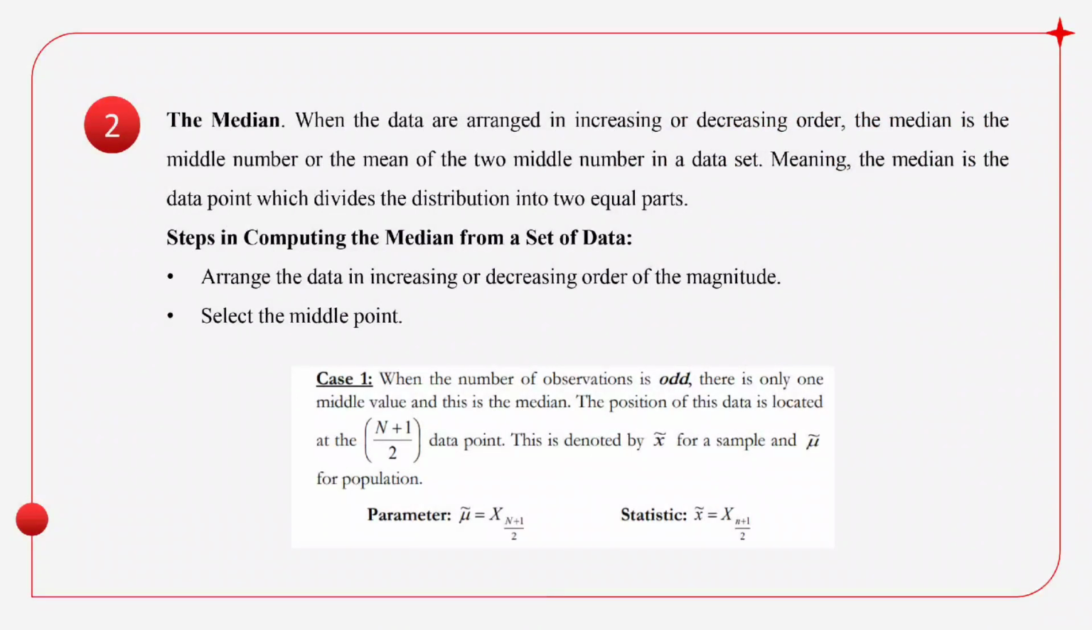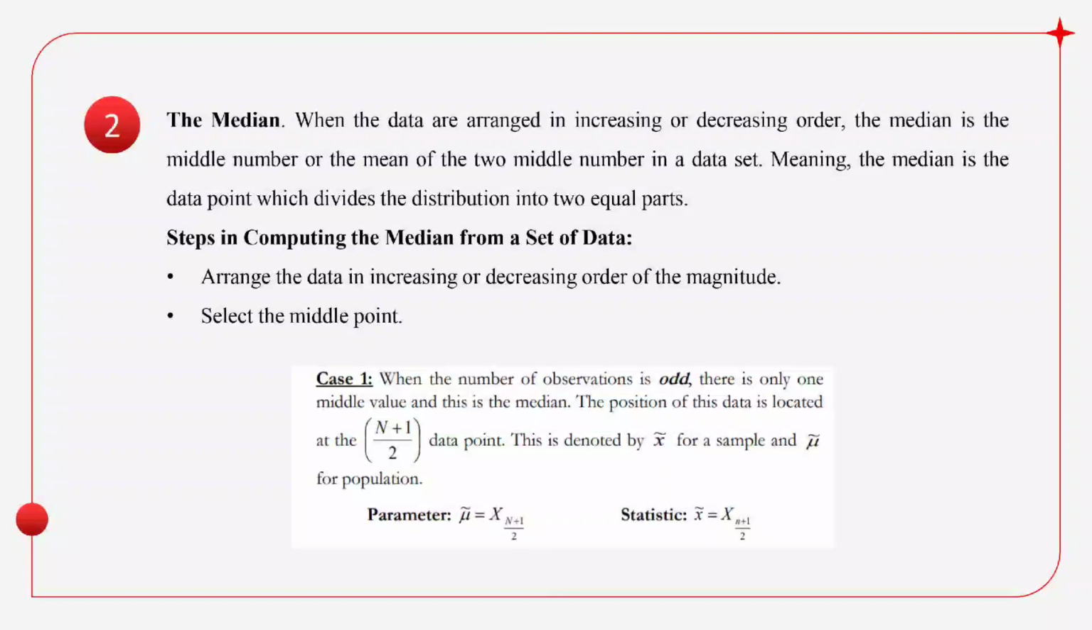So the median, when the data are arranged in increasing or decreasing order, is the middle number or the mean of the 2 middle numbers in a data set. Meaning that the median is the data point which divides the distribution into 2 equal parts. So we have steps in computing the median from a set of data. First, arrange the data either in increasing or decreasing order of magnitude. Then select the middle point.